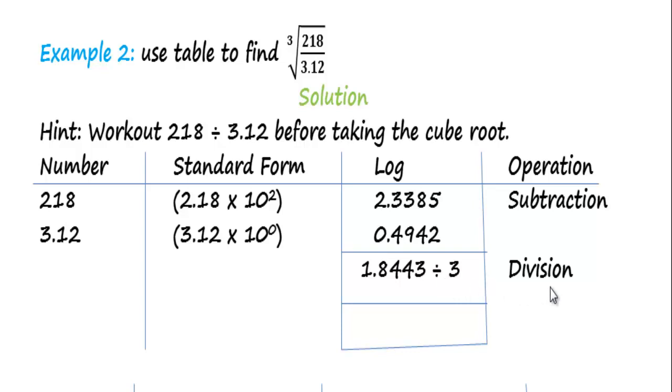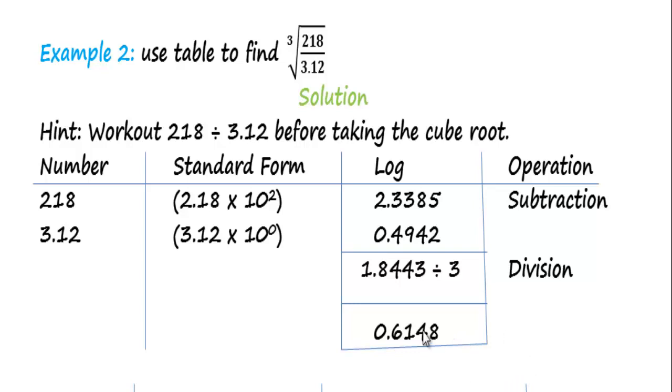In logarithm, root is divided. In logarithm, power is multiplied. In logarithm, division is subtracted, and in logarithm multiplication is added. So I'm repeating this for you to know. Now dividing this one by 3, we are going to get 0.6148. That is what you got.